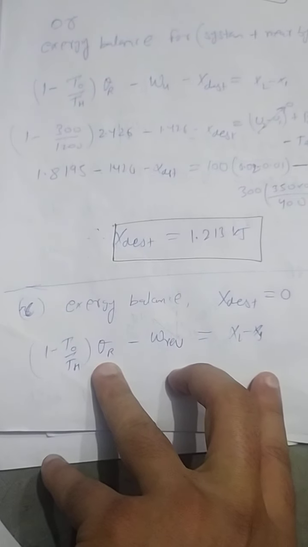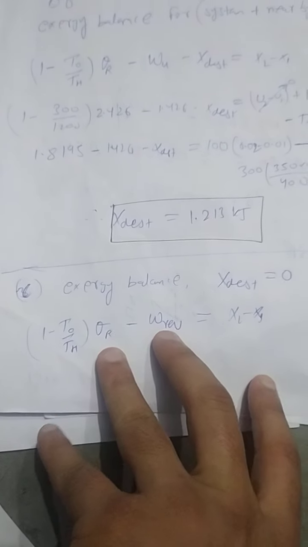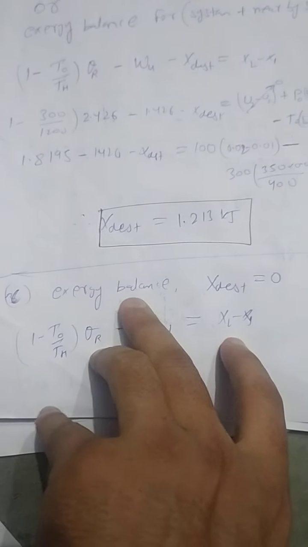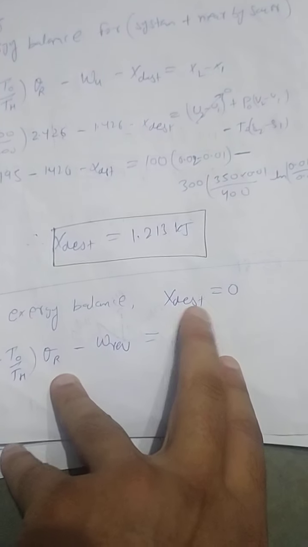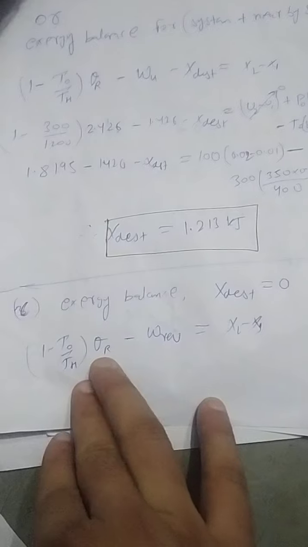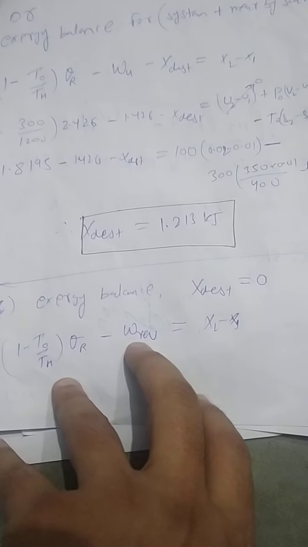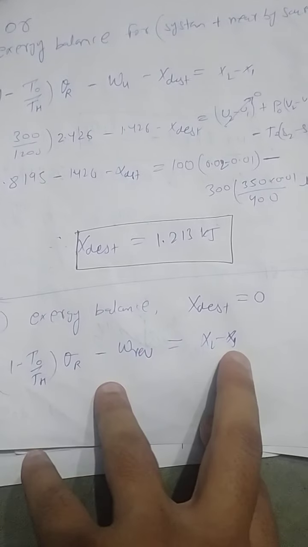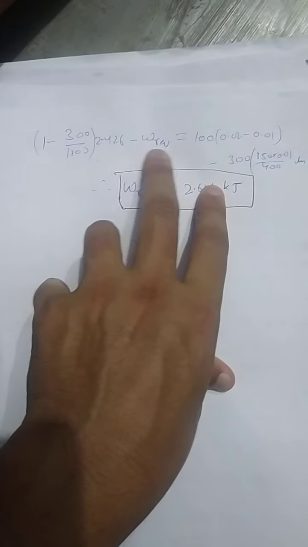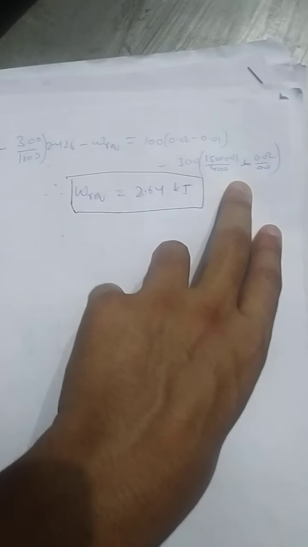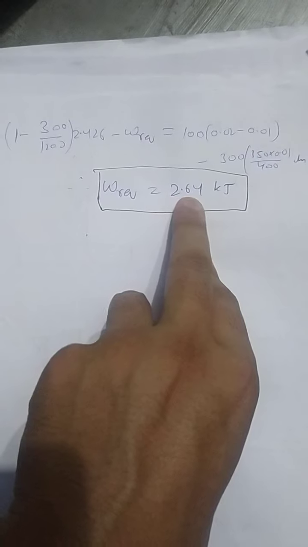Now we have to calculate reversible work, which is W reversible. So here also we will use exergy balance, but in the reversible case, exergy destroyed will be 0. So exergy in minus exergy out, W reversible, exergy destroyed 0, equals X2 minus X1. So putting these values in, reversible work comes out to be 2.64 kJ.